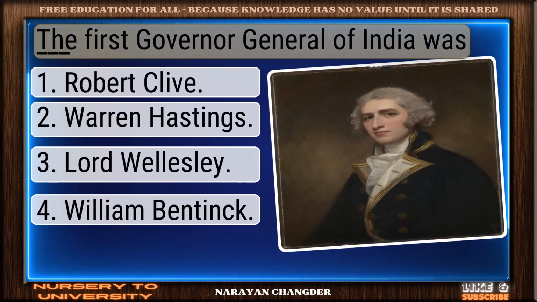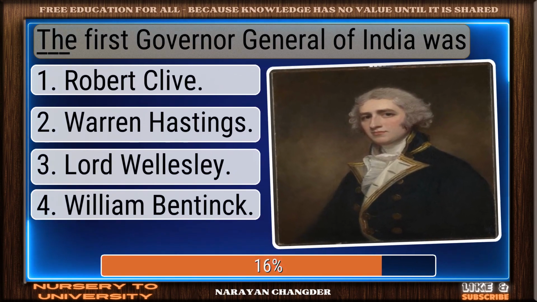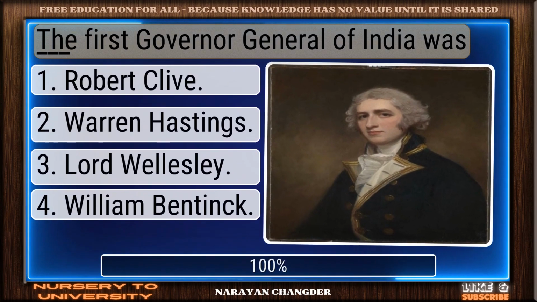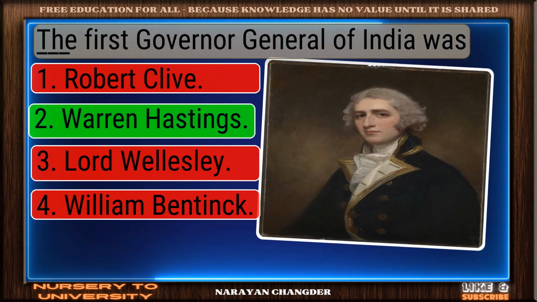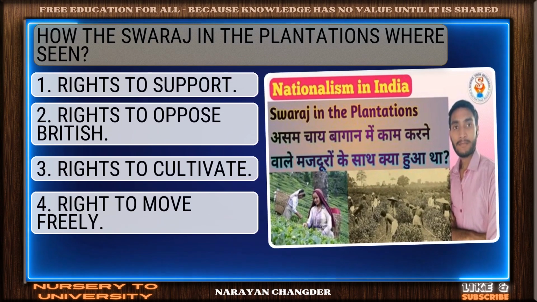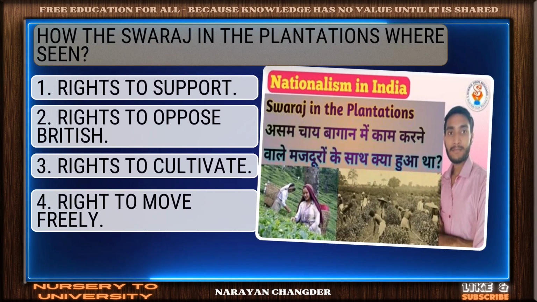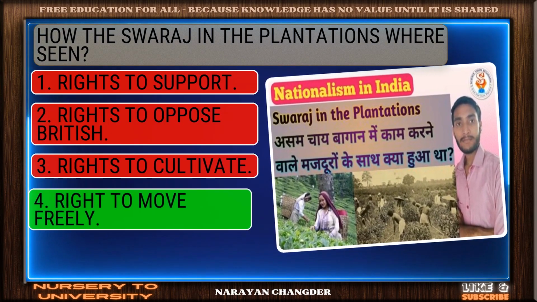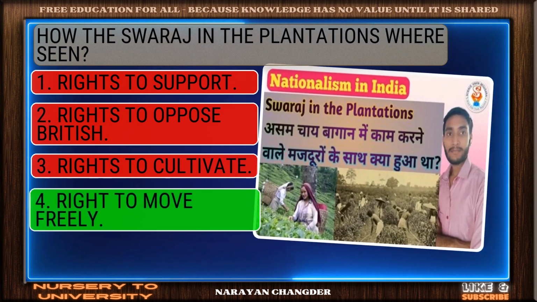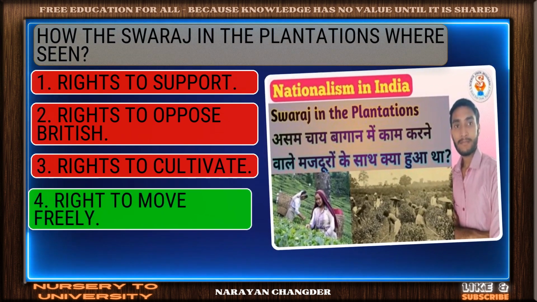The first Governor-General of India was... Correct. Warren Hastings is spot on. How was Swaraj seen in the plantations? Nice work. Right to move freely fits perfectly.